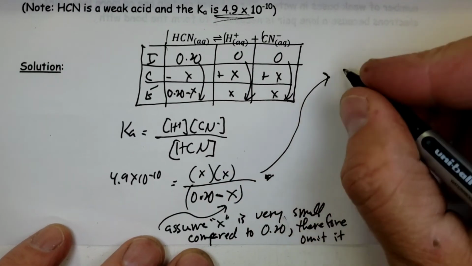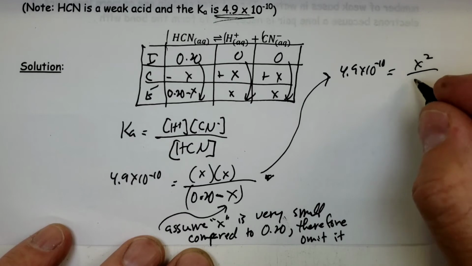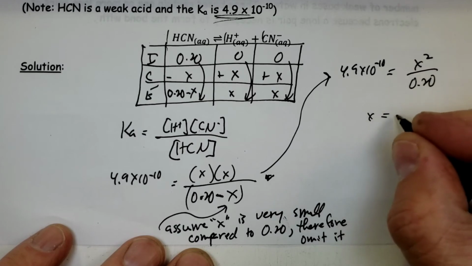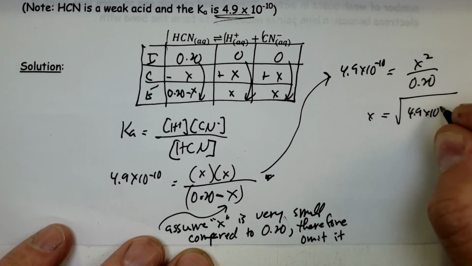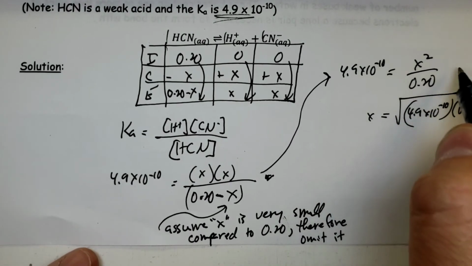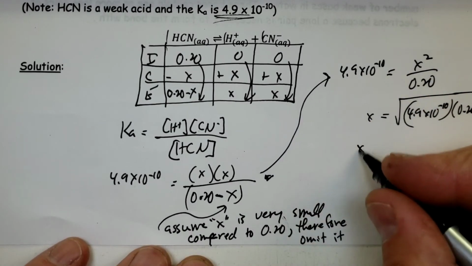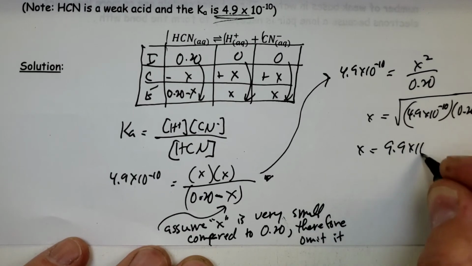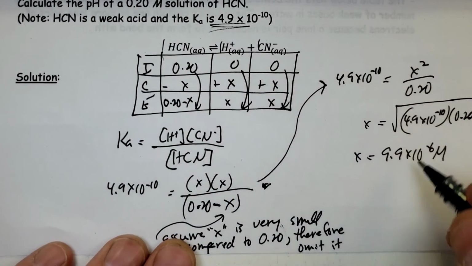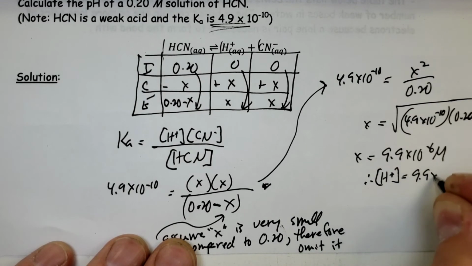So let's move up to over here. 4.9 times 10 to the minus 10 equals X times X, which is X squared, over 0.2. Multiply each side by 0.2, and then of course, X squared, we need to square root that side. So X is going to be equal to 9.9 times 10 to the minus 6 molar. So there we go. We know what H plus is, and if we know what H plus is, we can definitely figure out what the pH is.